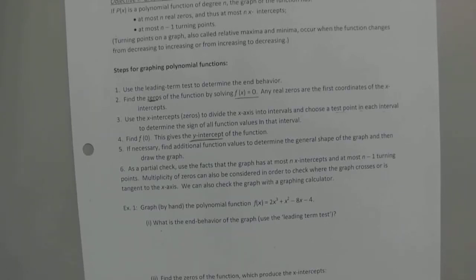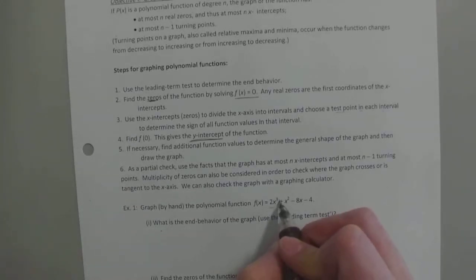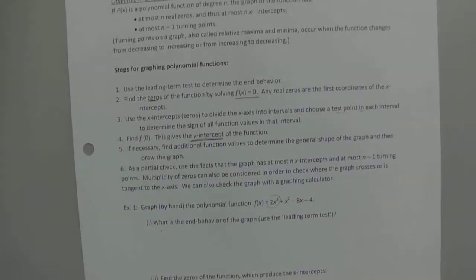So example one says graph by hand the polynomial function f of x equals 2x cubed plus x squared minus 8x minus 4. And what you'll see is I have steps 1 through 6 listed in little I, little double I, and so forth, all right? So the first thing that says what is going to be the end behavior? And it's the leading term. So this is the leading term. And looking at that leading term, notice that it's an odd degree, right?